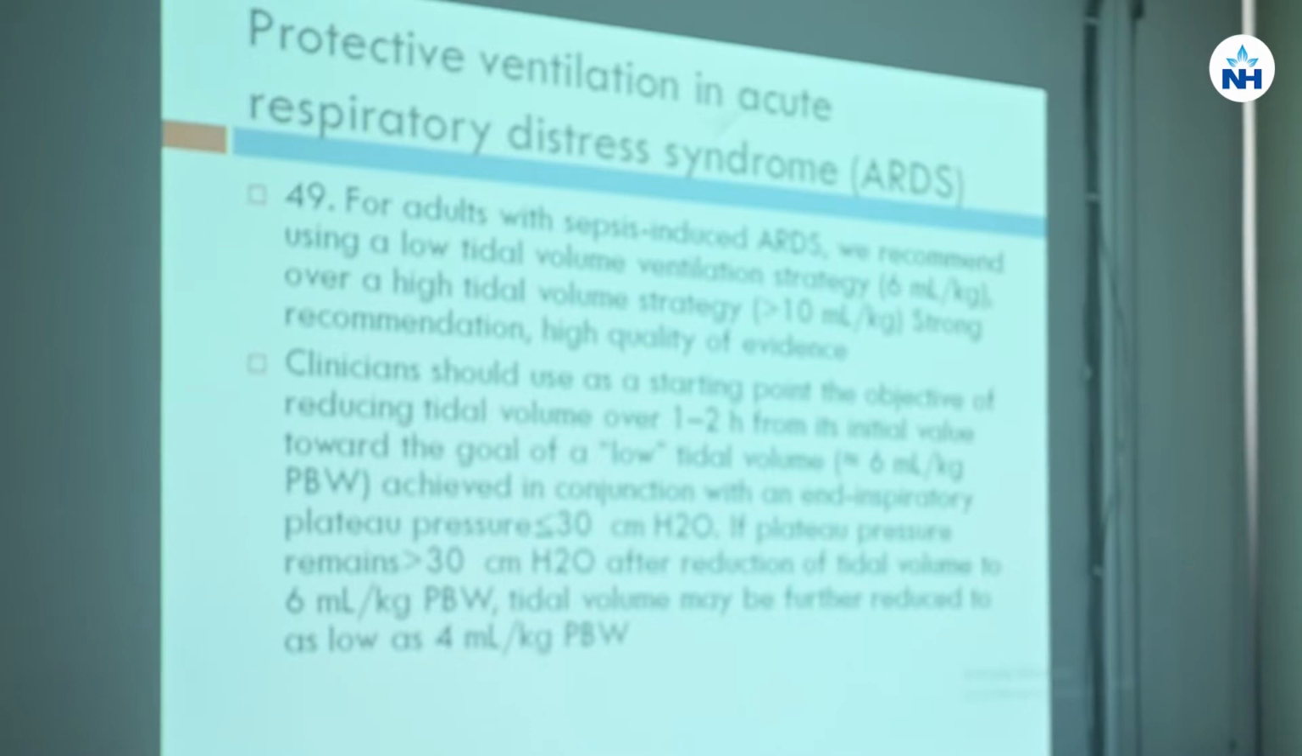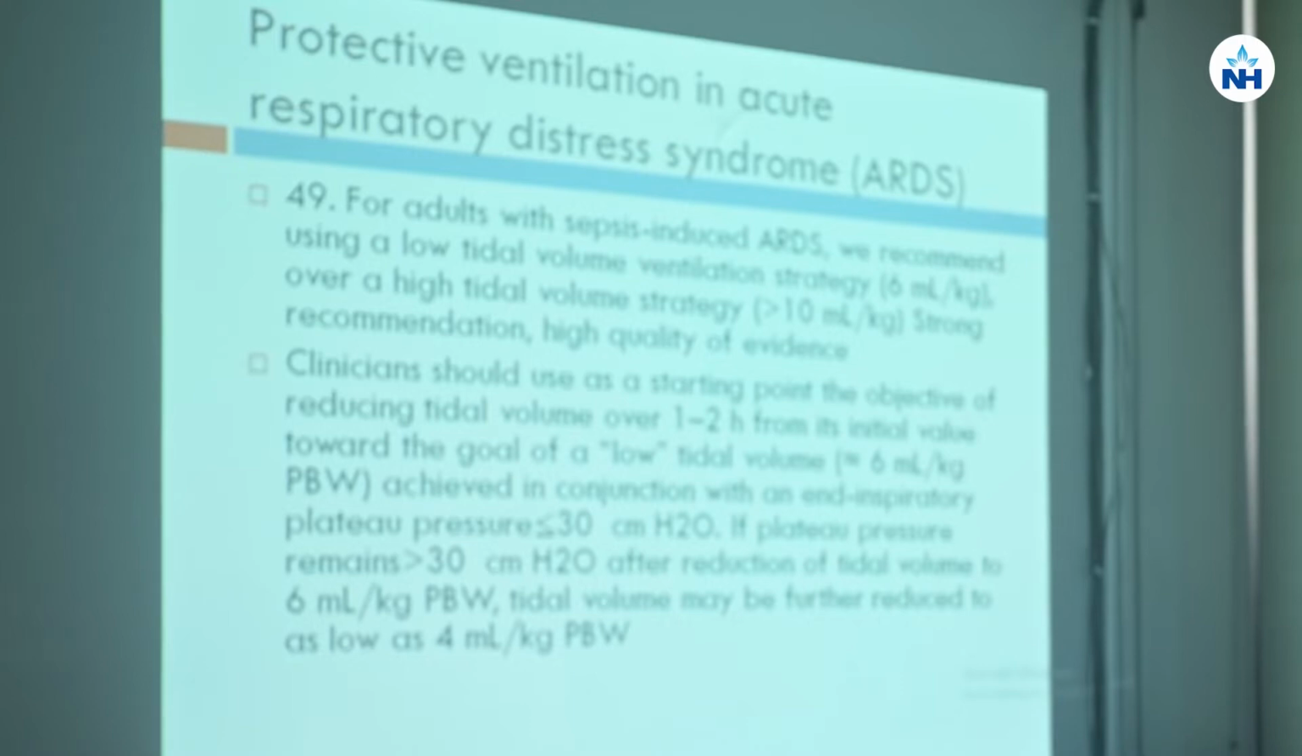Protective ventilation in acute respiratory distress syndrome. This is the same as the previous guideline. For adults with sepsis-induced ARDS, we recommend using a low tidal volume ventilation strategy, 6 ml per kg of predicted body weight, over a high tidal volume strategy. This is a strong recommendation and high quality of evidence.